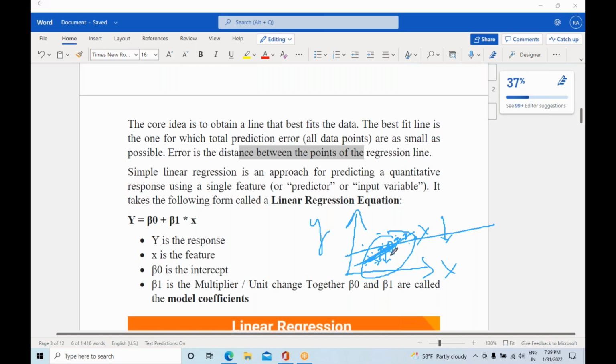Clear? Clear, right? So you just read one more time.